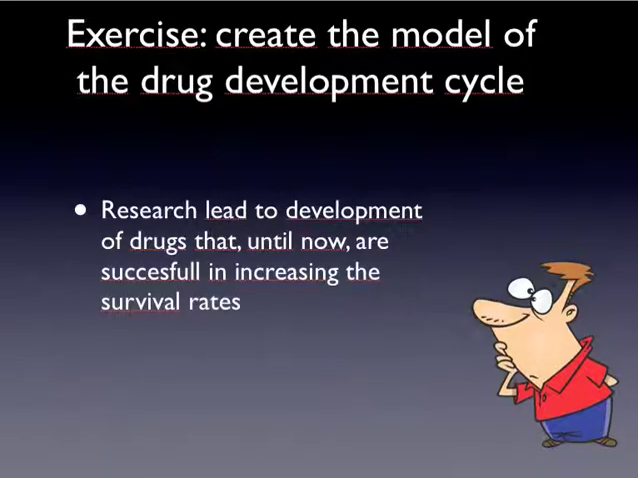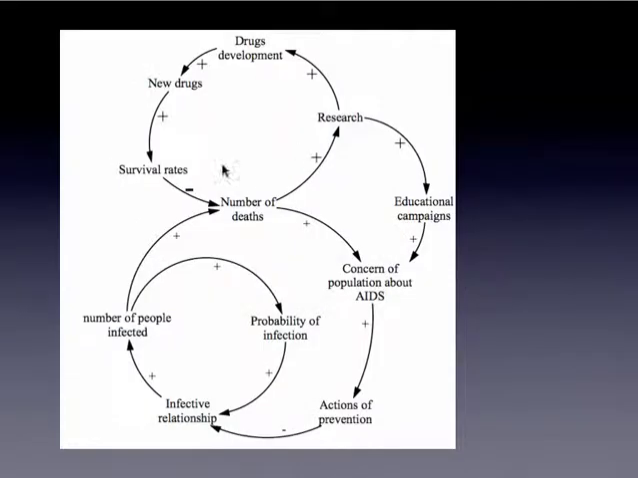And finally, I ask you to create the drug development cycle. Research led to the development of drugs that until now are successful, only increasing the survival rates. Let's see this cycle. As the number of deaths increases, the research in drug development increases, then you have new drugs, the survival rate goes up, and the number of deaths from AIDS decreases. So it's another negative feedback loop.